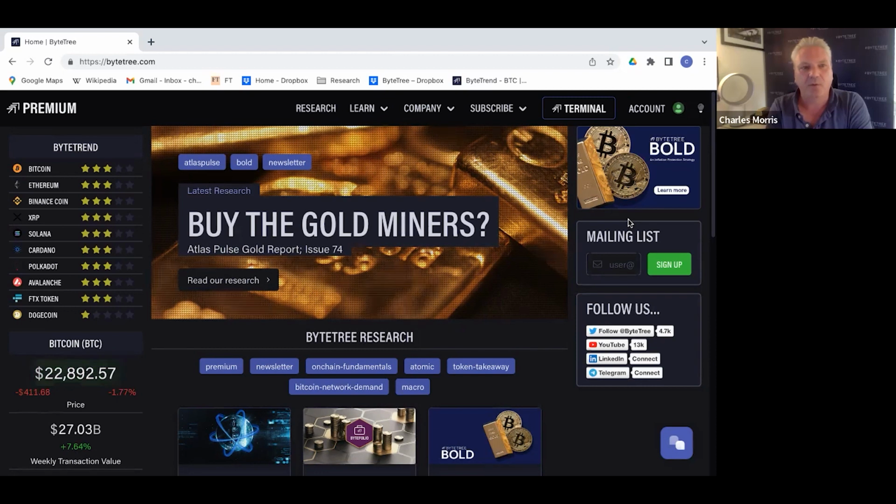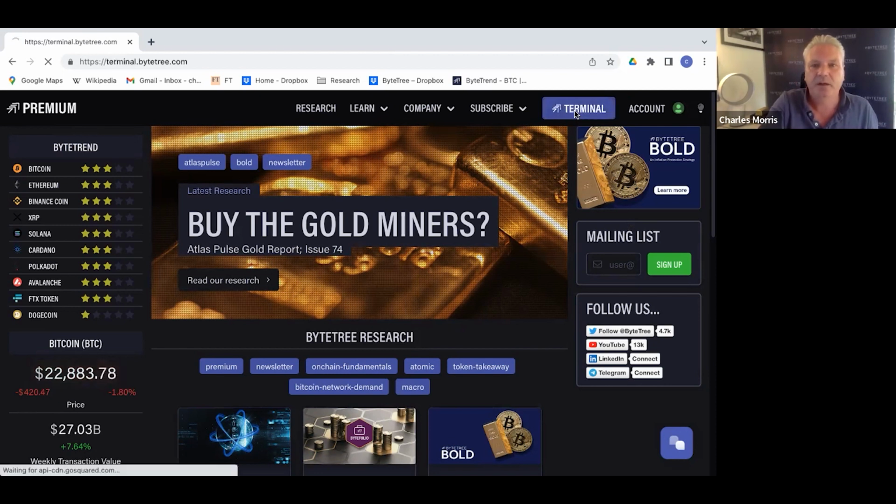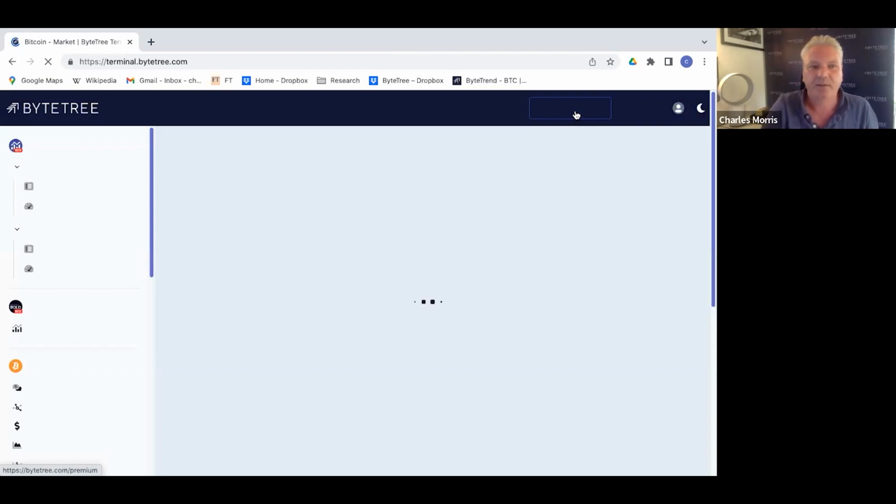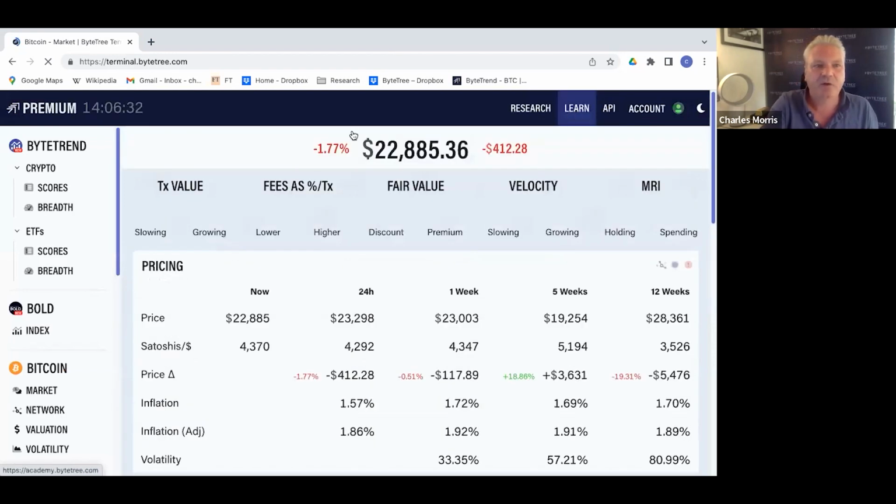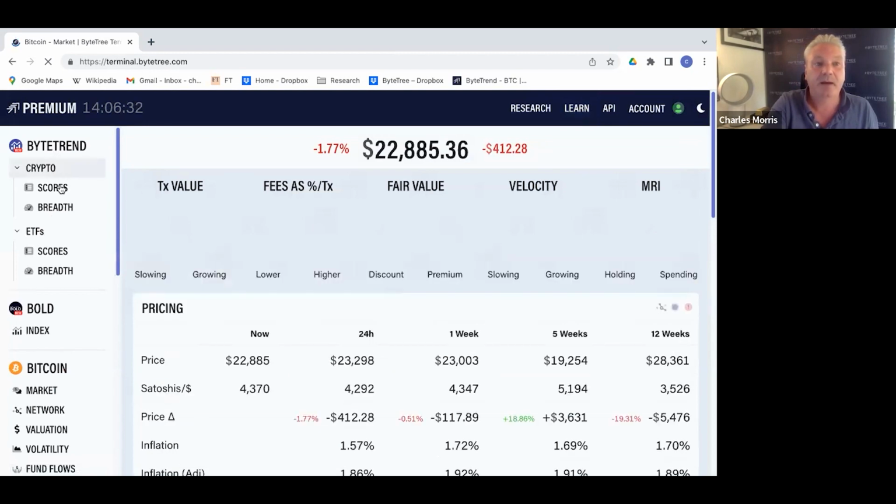Well, let's crack on. We're on ByteTree.com, and all I'm going to do now is open the terminal, and hey presto, we should see loads of data pop up. And there it is. On the top left, we've got ByteTrend. Now we've got crypto, we've got equity ETFs. Today we're going to be talking about crypto.